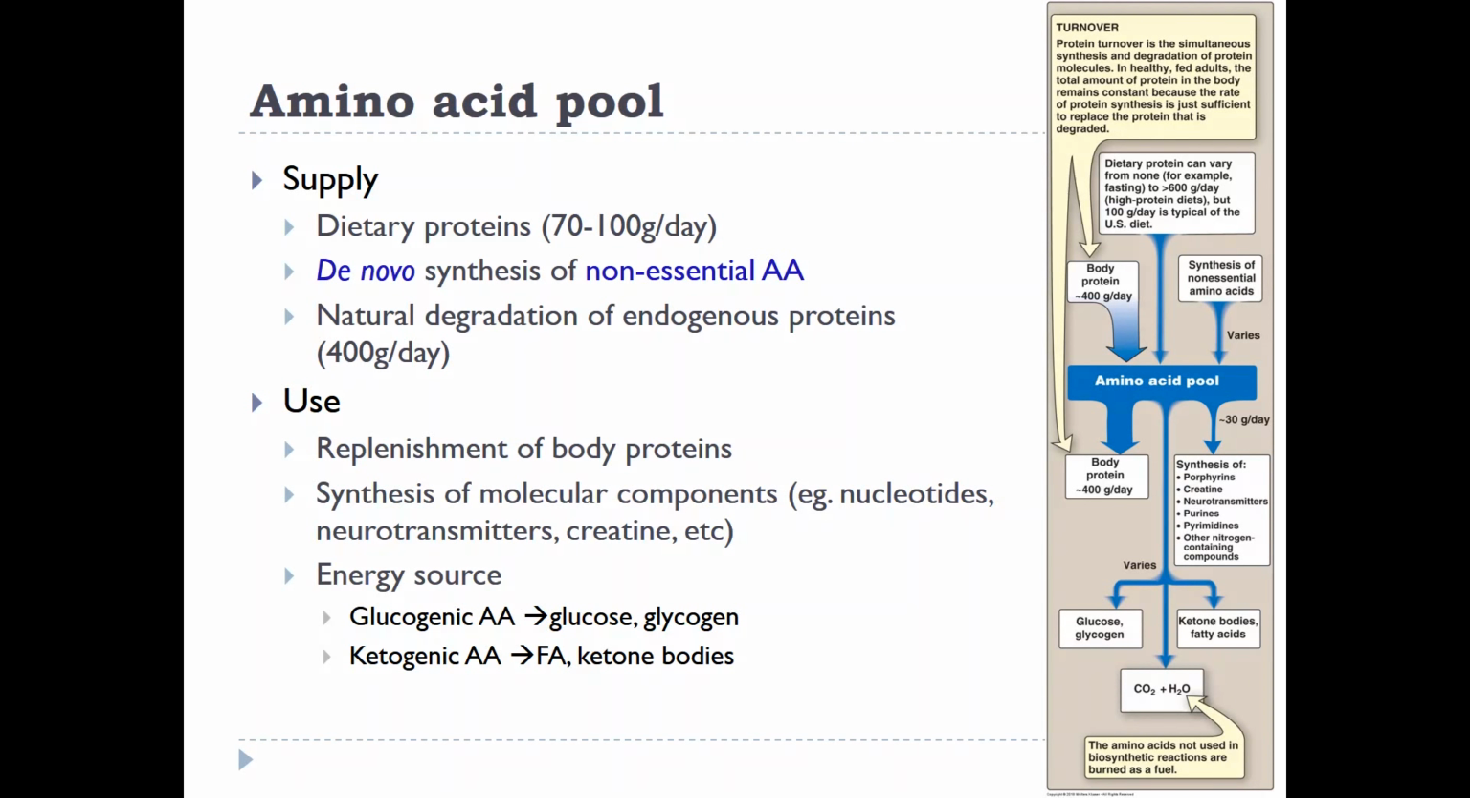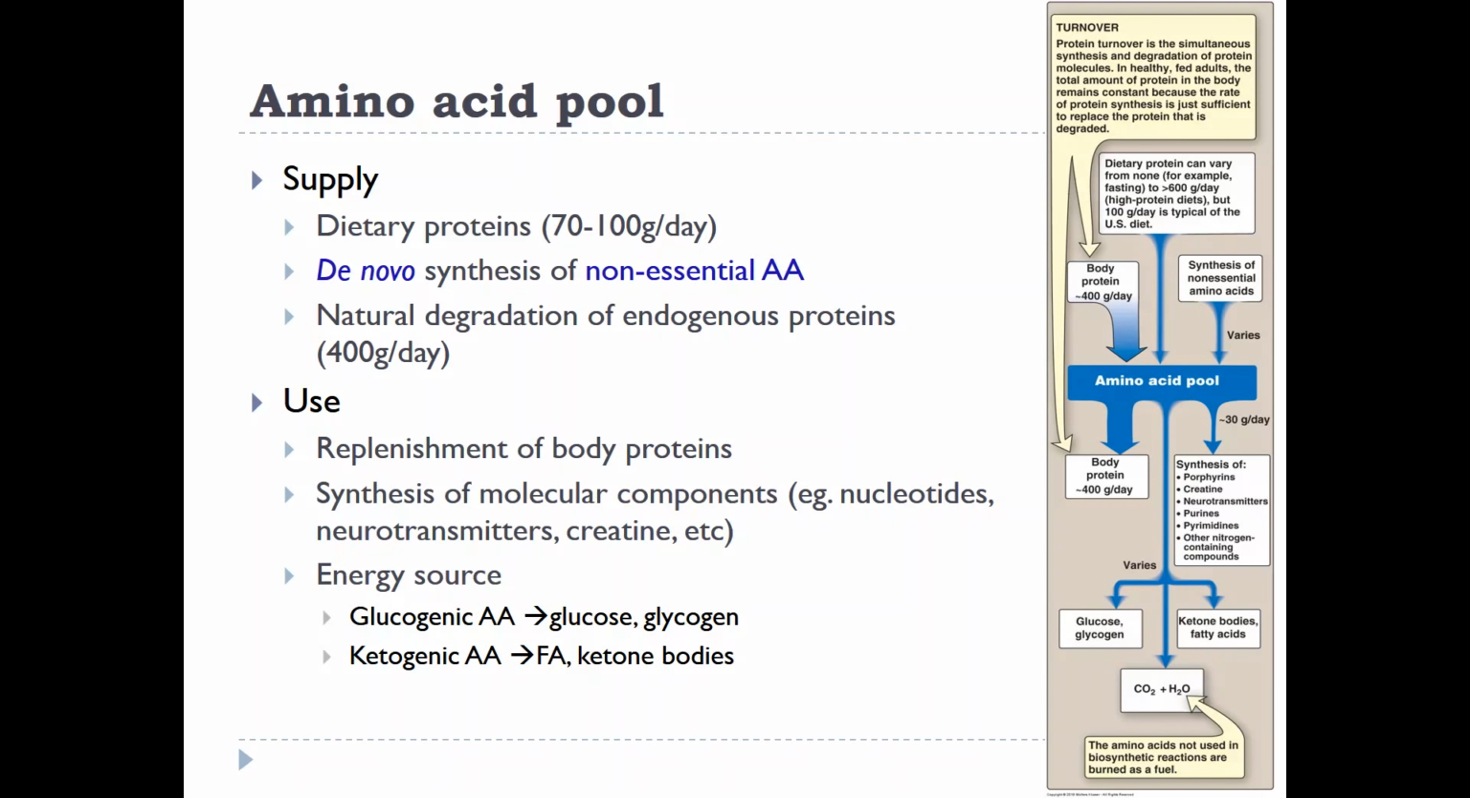The larger portion of the pool comes from the natural degradation of proteins in the normal turnover that occurs in the body. So basically, endogenous proteins have a limited lifespan and they're targeted for degradation at certain times. They produce amino acids that contribute to the amino acid pool. However, from that pool, the amino acids are used towards the replenishment of the same endogenous proteins.